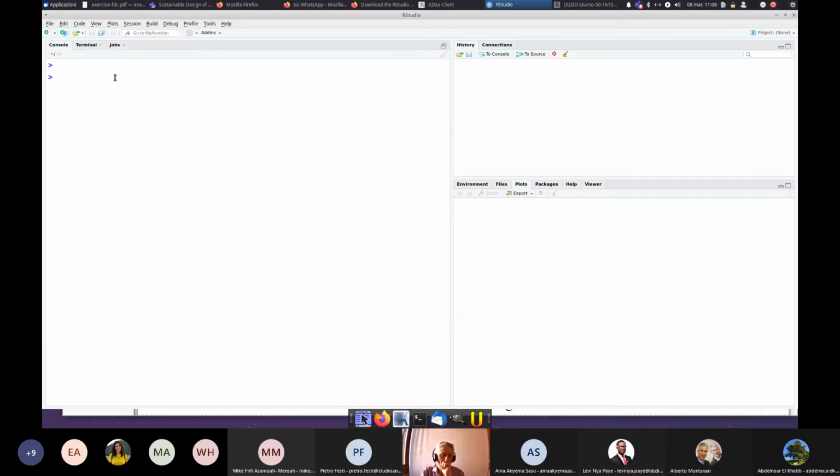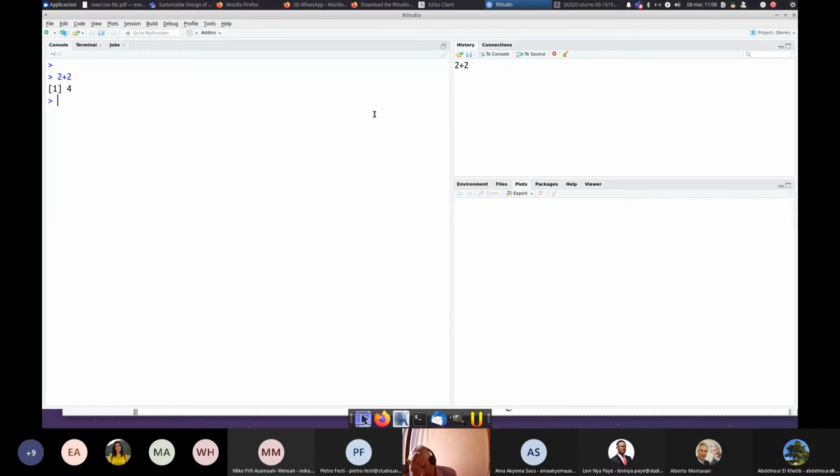Now, in the console, as you know, we can put commands like 2 plus 2, okay? And look on the right, in the history, we got 2 plus 2, the last command that I typed, because the window in the upper right part is reporting the history now. We can change it, but now you see the history.